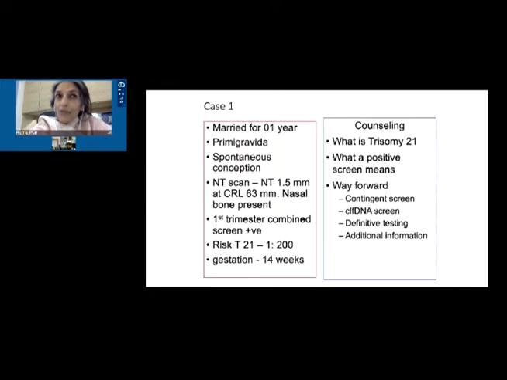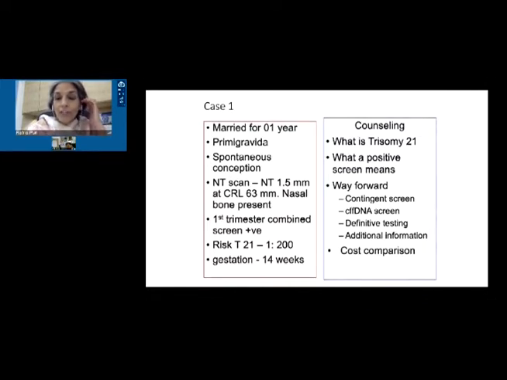Or you do a cell-free fetal DNA testing because it has a higher detection rate and a higher sensitivity and specificity compared to the first trimester screen. Or straight away the definitive testing, because that also gives us additional information of looking at the structure and number of other chromosomes beyond the 5 chromosomes.